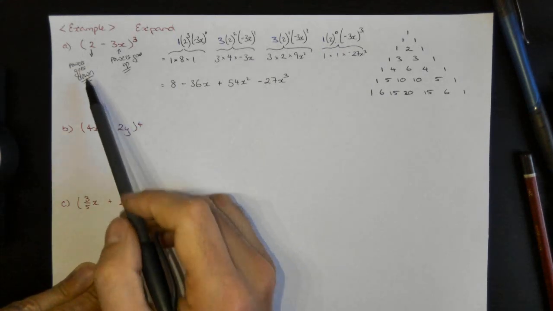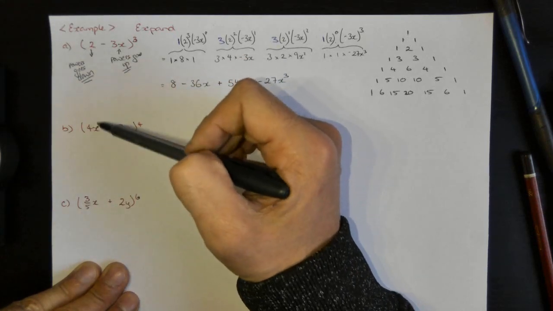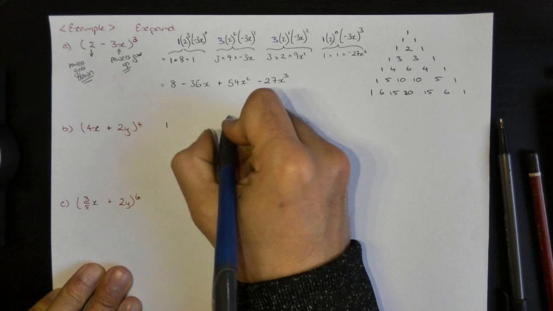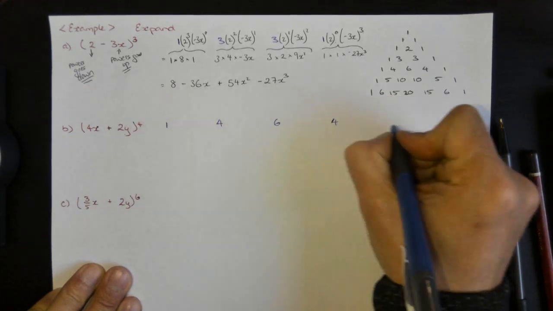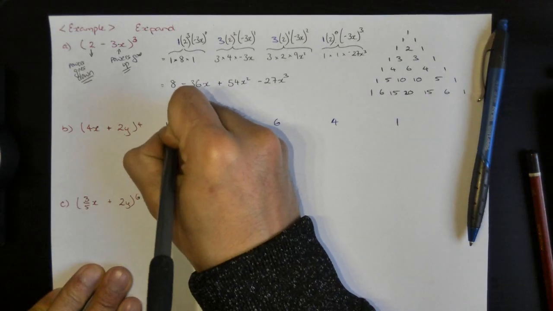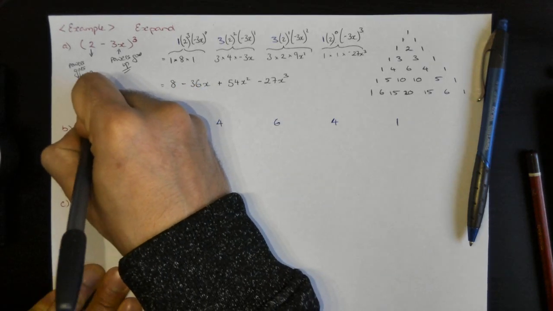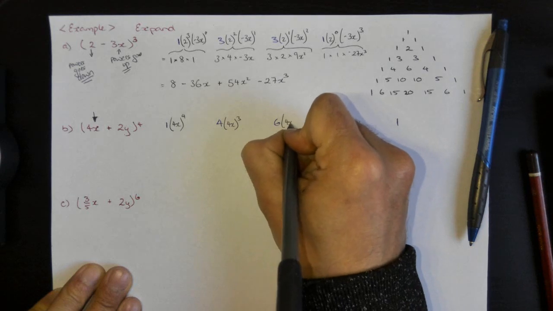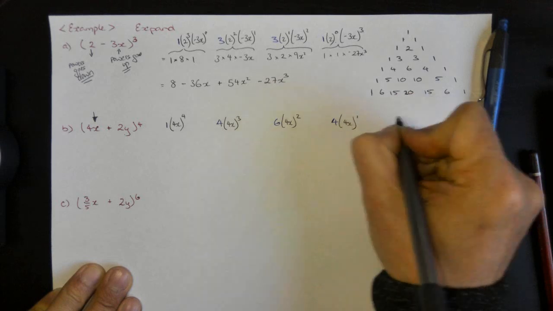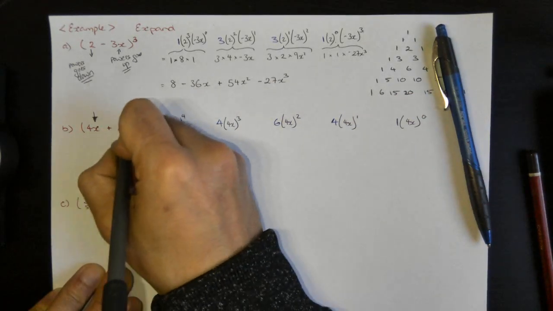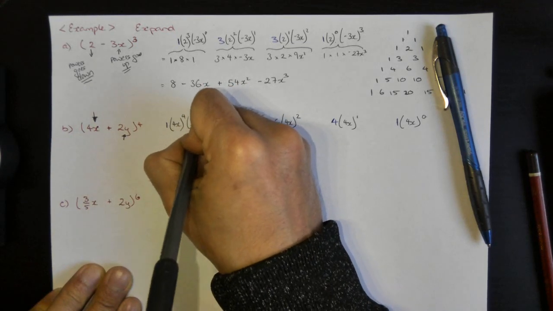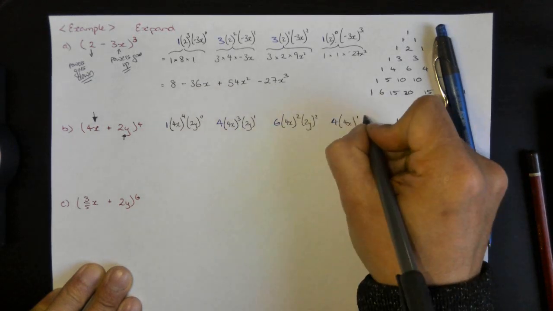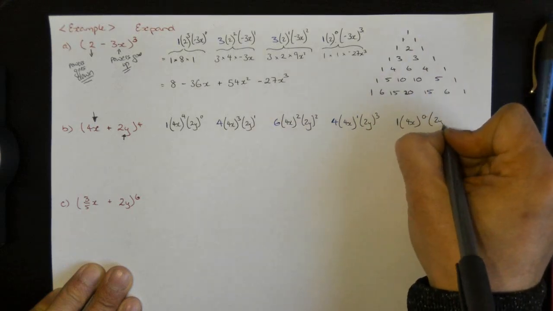Okay, so the only difference here is that these terms are not 1, and so we're going to start by decreasing the powers. Okay, so here we've got line 4, so our coefficients are 1, 4, 6, 4, 1. Start with the first term, so it's 4x. We're going down. So that's power of 4, 4x to the power of 3, 4x to the power of 2, 4x to the power of 1, 4x to the power of 0. And then here we're going up. So we've got 2y to the power of 0, 2y to the power of 1, 2y to the power of 2, 2y to the power of 3, and 2y to the power of 4.